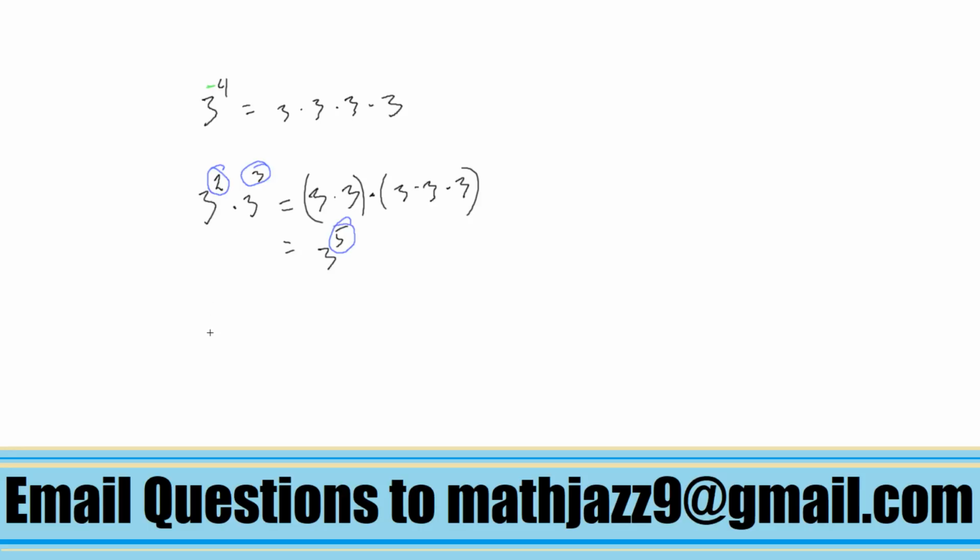Now, if the bases of our exponents are the same, so if we have a base times a base, and we have an exponent and an exponent, let's use a different letter. So we have b to the a times b to the c. Since the bases are the same, it will always be the case that b to the a times b to the c is equal to b to the a plus c, like so.